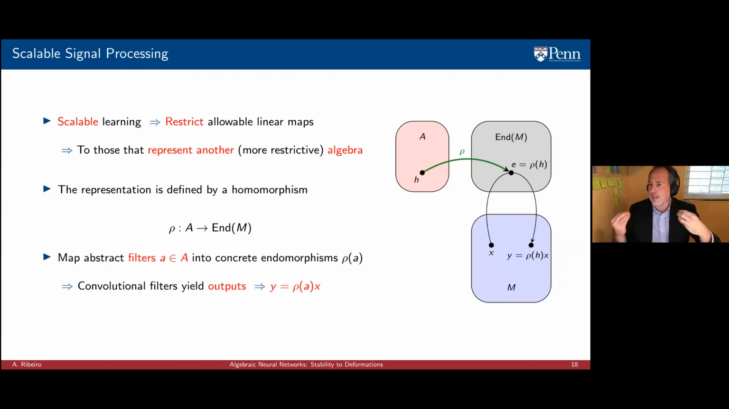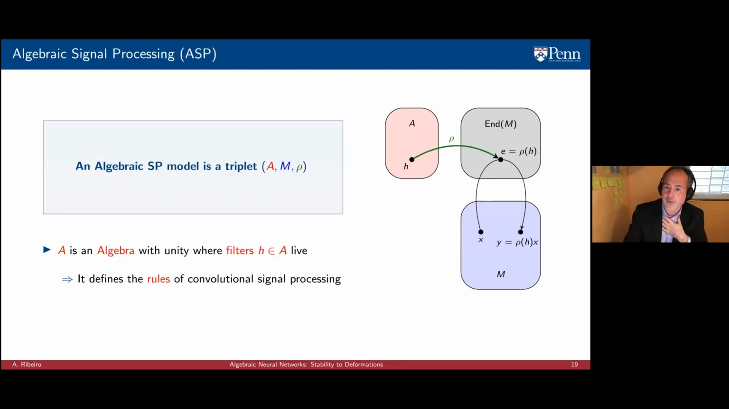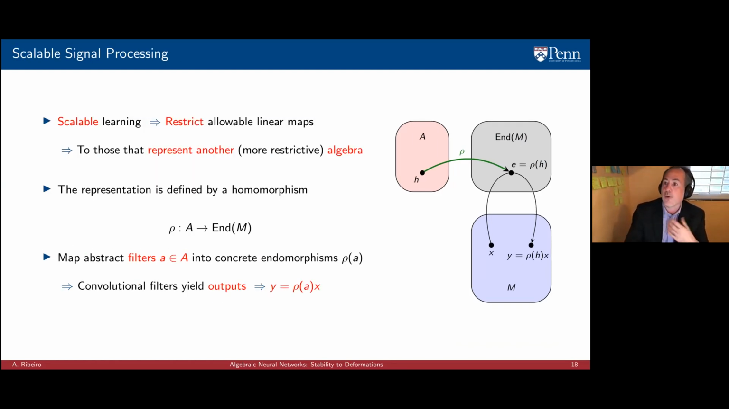This sounds a little unconnected to the definitions of convolutions that I gave a minute ago, but I promise that I'm going to explain the connection in a second. But this is an abstract way of defining convolutional processing. Instead of saying, I will process my signal X with an endomorphism, I am going to process my signal X with an endomorphism, yes, but only among those endomorphisms that can be representatives of an element of another more restrictive algebra.